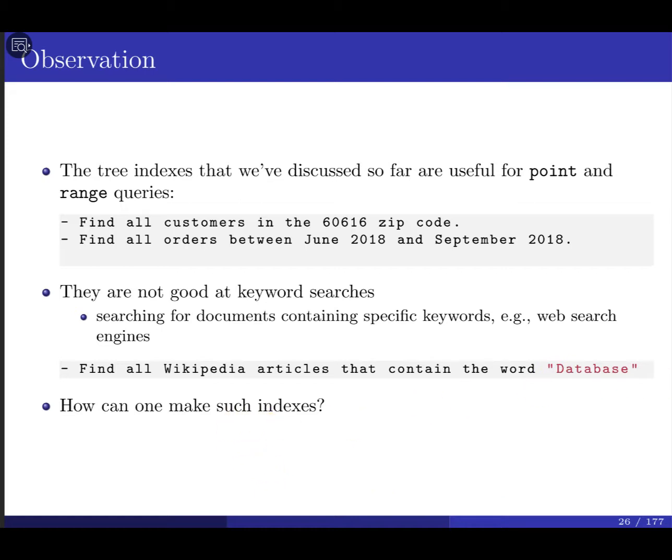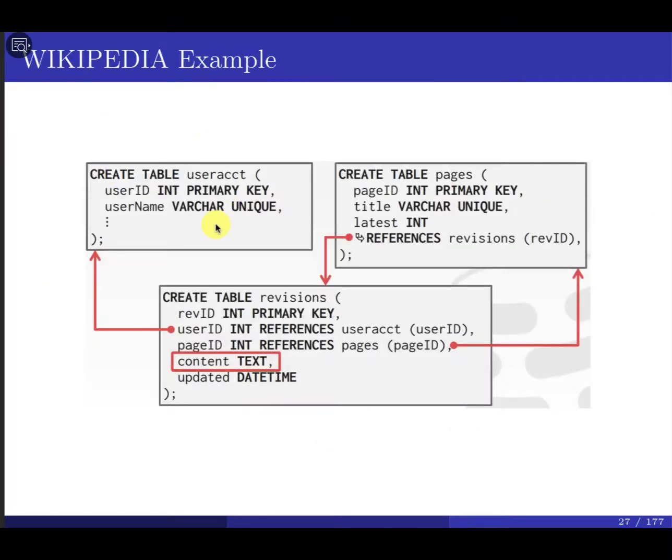So the question here: how can we make such an index that allows what's called keyword search? Let me give you an example first. Remember the Wikipedia example that we have? We said we have the user account, which contains information about the user that has an account on Wikipedia. Here we have a number of pages, and each page has different revisions, which are written by users. In this revision, there is a content. I'm trying to search within this content.